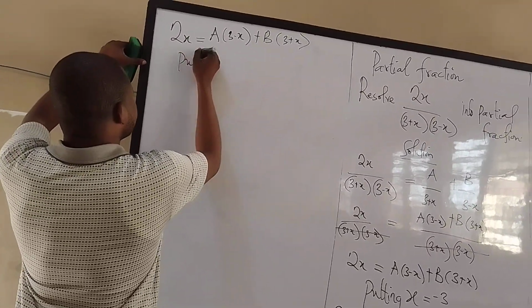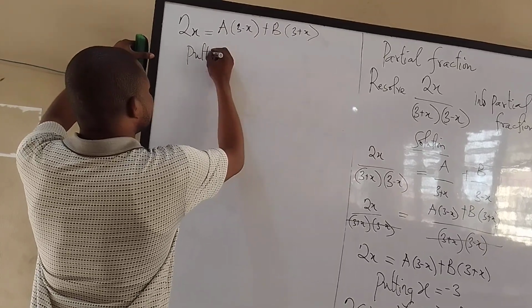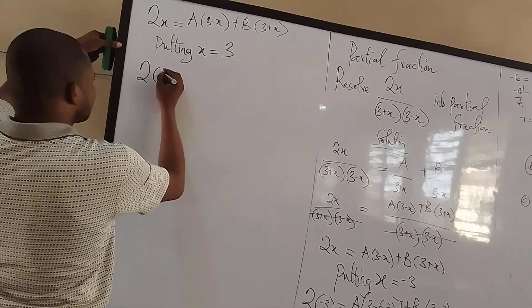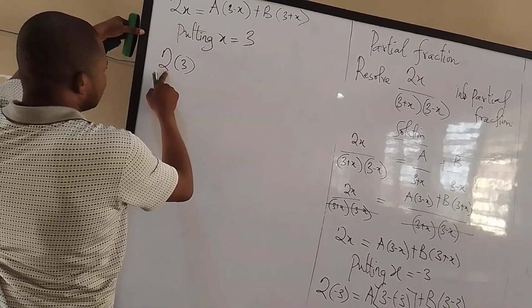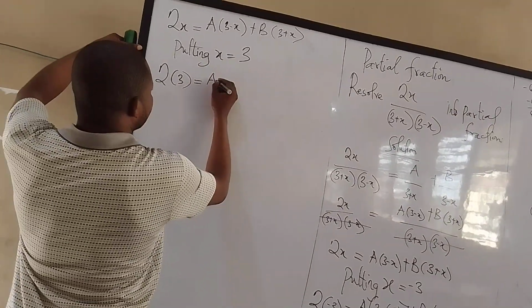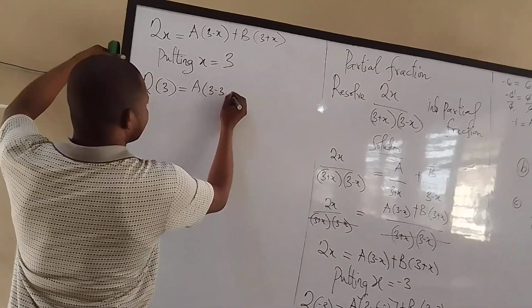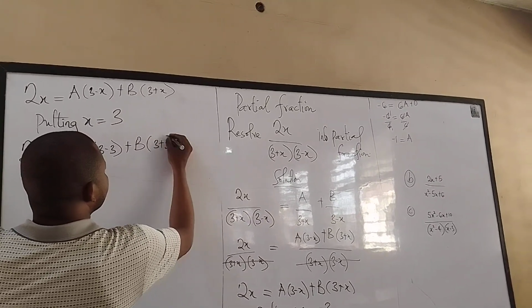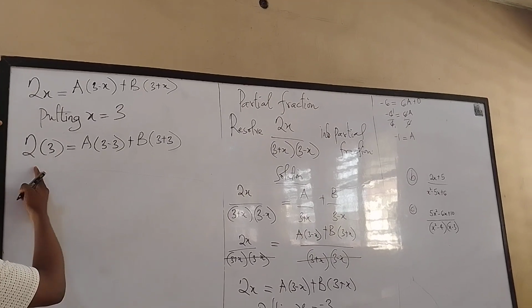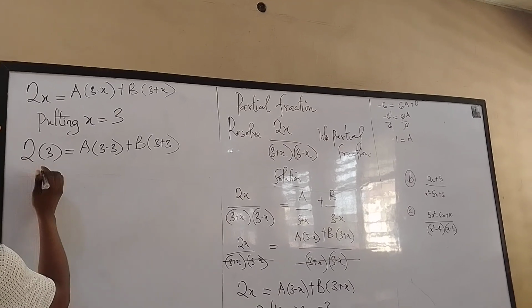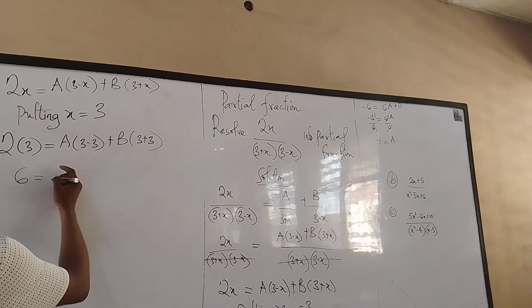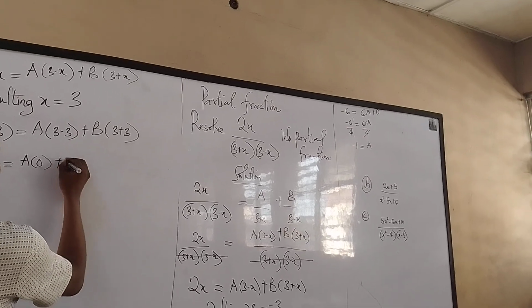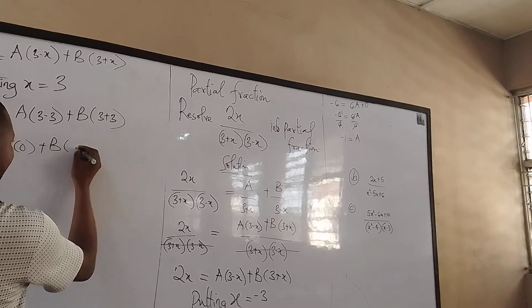We now say, putting x equals 3. That means that any place I see x, I put 3. So 2x becomes 2 times 3, which is equal to a into 3 minus 3, plus b into 3 plus 3. At the end of the day, 2 times 3 is 6, equal to a into what? 0. That's 3 minus 3 is 0. Plus b into what? 3 plus 3 is what?